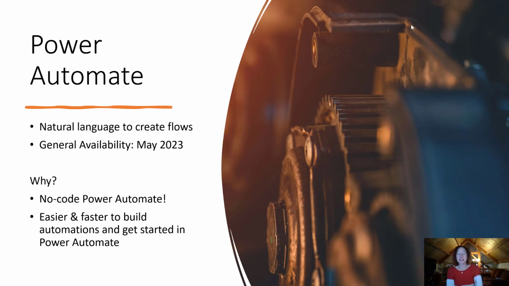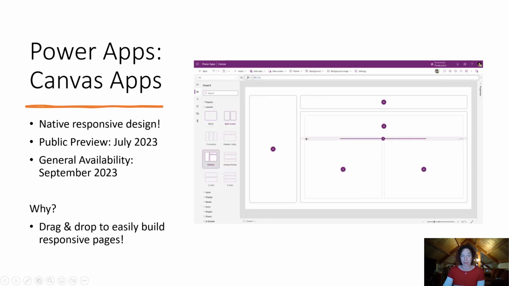Speaking of natural language, here's the thing I'm most excited about in Power Automate, the ability to use natural language to create flows. Now, I know if you've been paying attention to Power Tips, we've talked about this at least twice, maybe 3 times, because we're really psyched about this. The cool thing about this, though, is it's going to be general availability in May of 2023. No code Power Automate. This makes it so much easier for people to onboard into Power Automate, to get over the hurdle of writing their first flow, their first automation using the tech stack. So it's going to be easier and faster to build automations and onboard people into getting started with Power Automate.